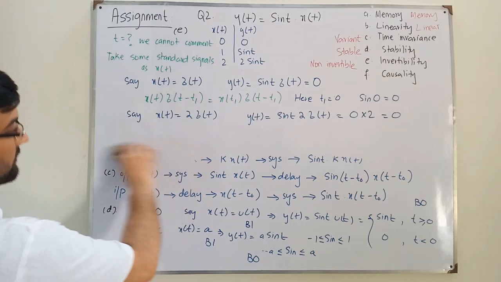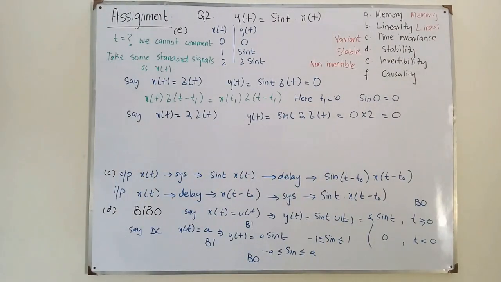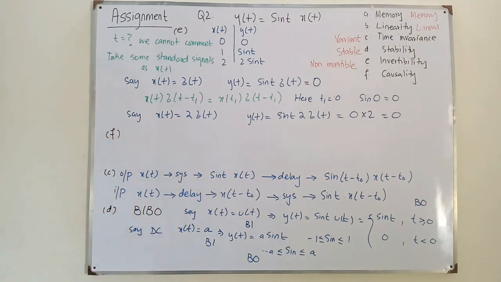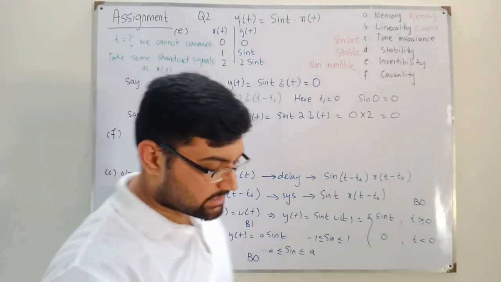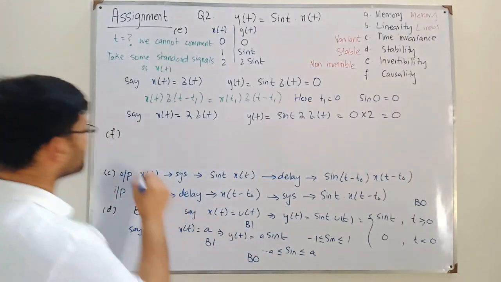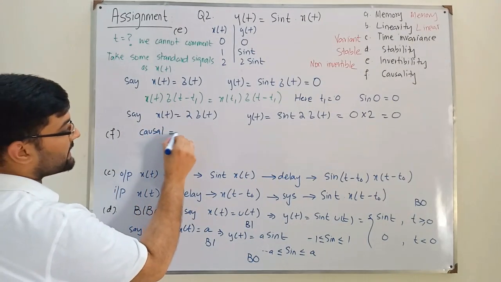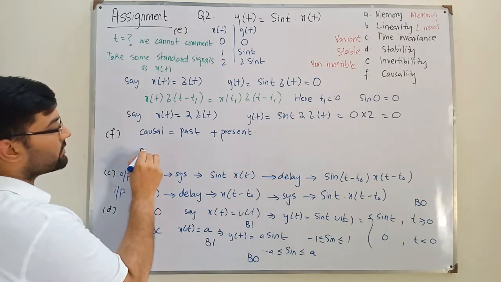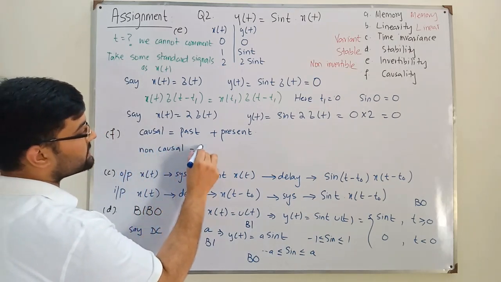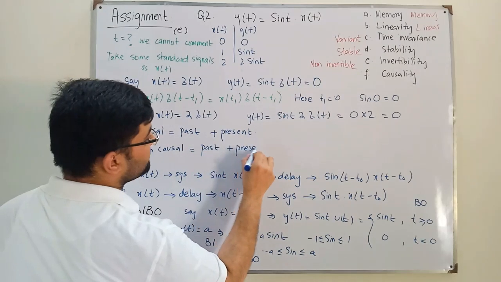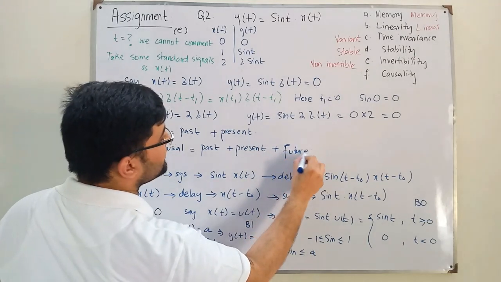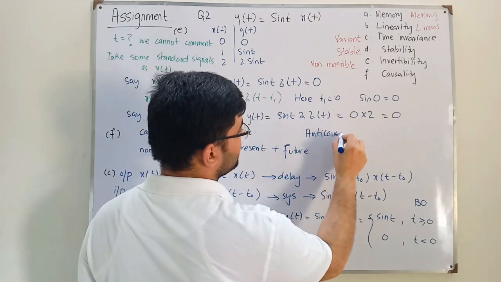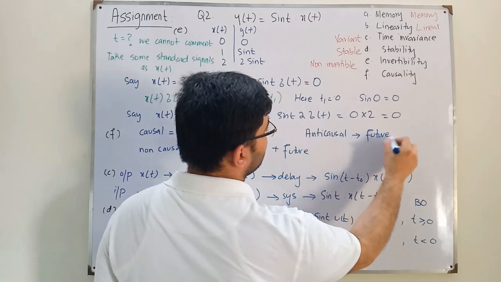Now, for the last part, we need to check whether the system is causal or non-causal. So what is causality? A causal system is one which is independent of the future value. Causal is that system which can depend on the past value plus it can depend on the present value. Non-causal is a system which can depend on past value, present value, and future value. Even a single future value would make it non-causal. And similarly, we have another system that is anti-causal. An anti-causal system only depends on the future values.